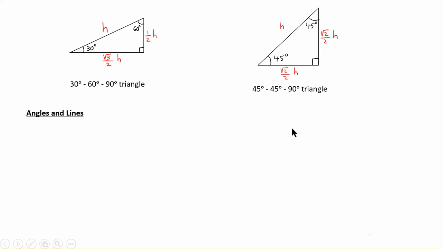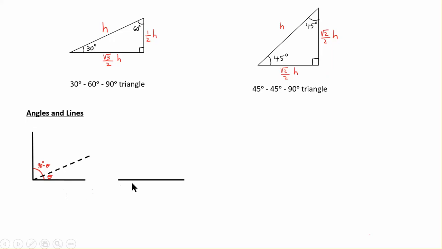Now, angles are often formed when you have lines that are crossing one another. So let's say, for example, I have this 90 degree angle here, and then I draw this line coming out like that. If this is angle theta here, then since I know the total angle here is 90 degrees, this angle from here to here must be 90 minus theta.